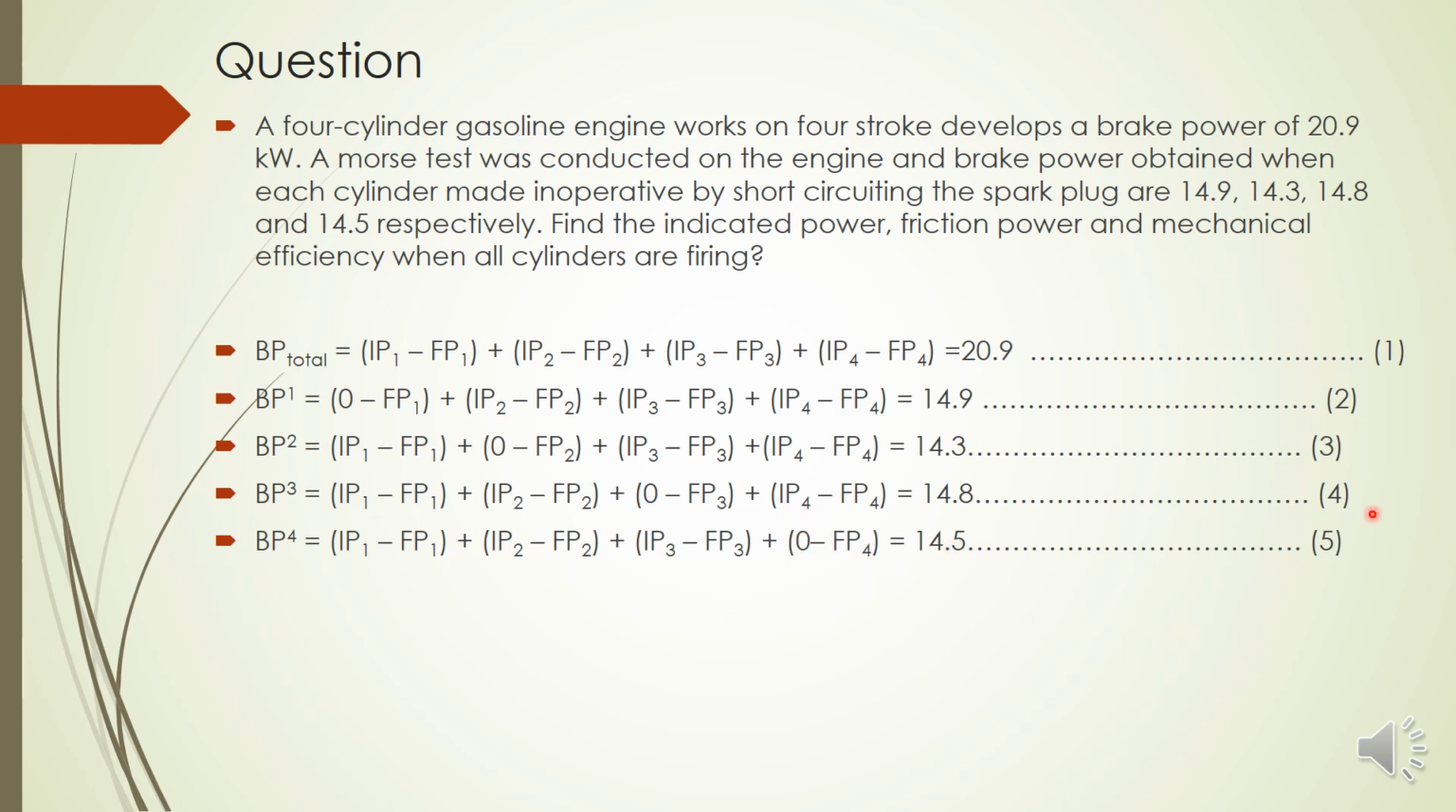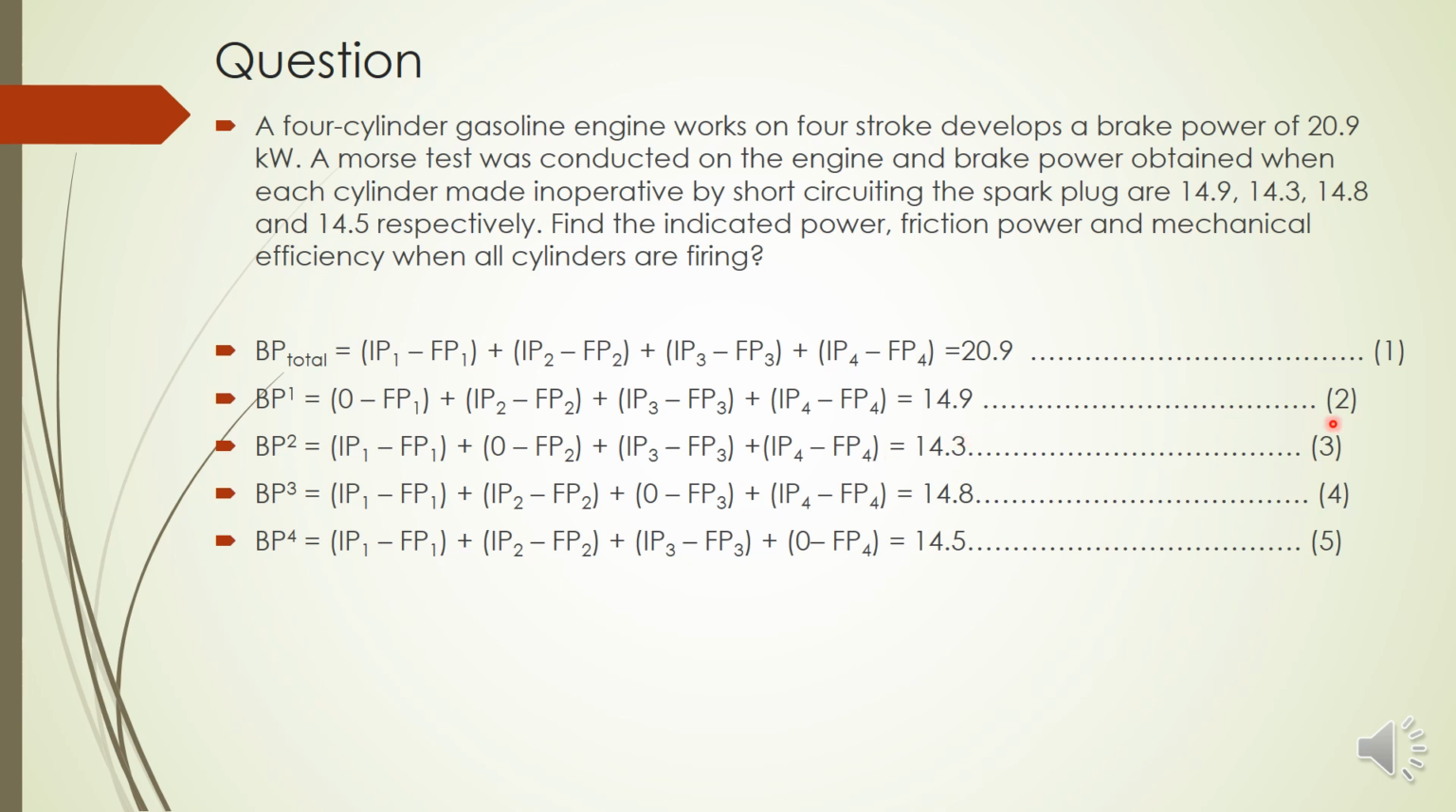Like this, you will get 5 equations. If it is a 4-cylinder engine, first you have to write these 5 equations. If it is a 3-cylinder engine, you will have only 4 equations. So the number of equations will change accordingly. Now, how do we get IP1, IP2, etc. from these equations? Yes, we have discussed that.